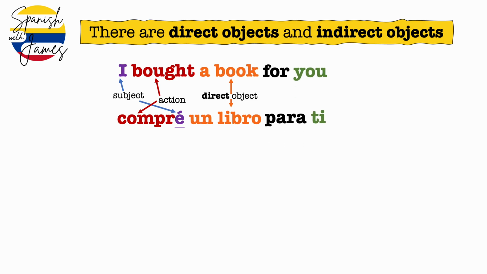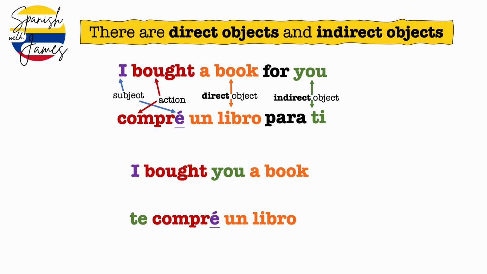If I added on who I bought it for, yo compré un libro para ti. I bought a book for you. Now there's another object. I did something for you, so you're also an object. I'm still the person doing the buying, but I did it for you. But you're an indirect object. In English, instead of saying I bought a book for you, to be more efficient, I might say I bought you a book. And it's understood that when I say I bought you a book, the action is still buying, the subject is still I. But now we have it very clearly the direct object and the indirect object.